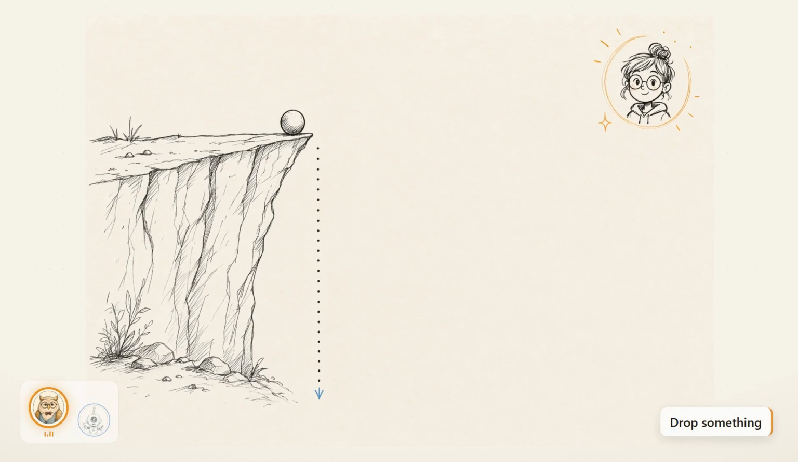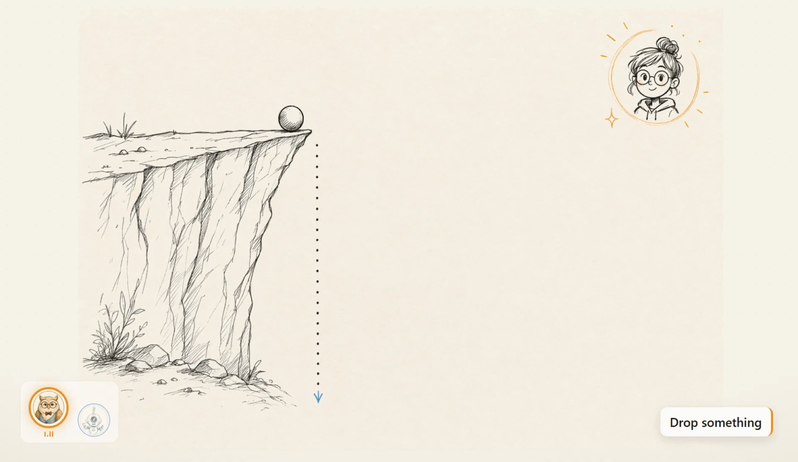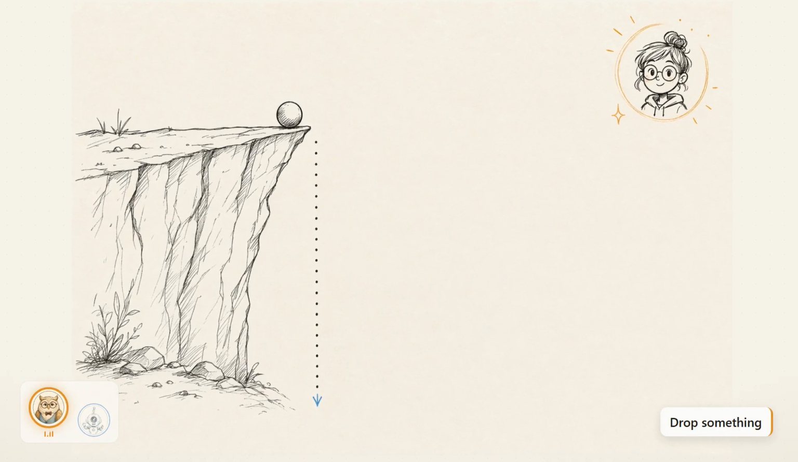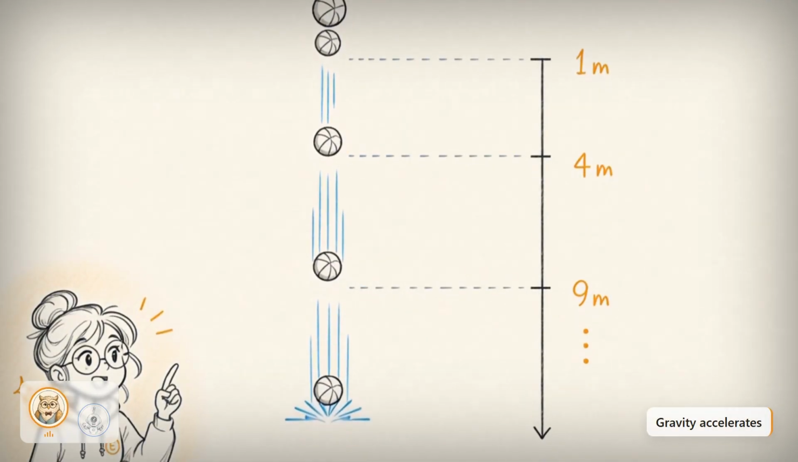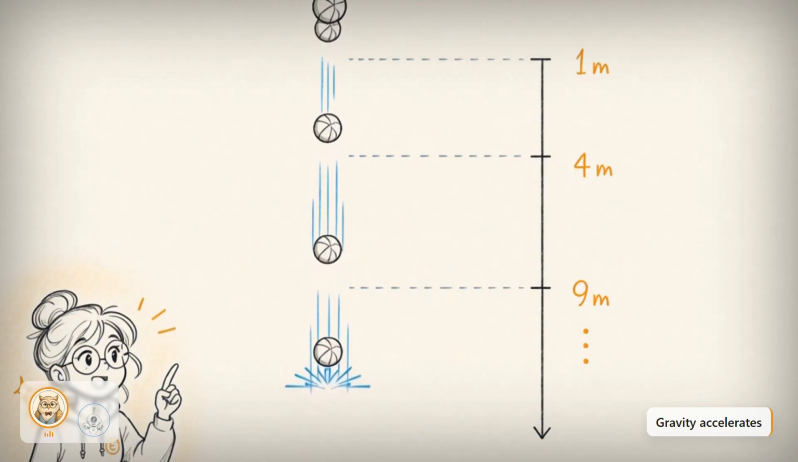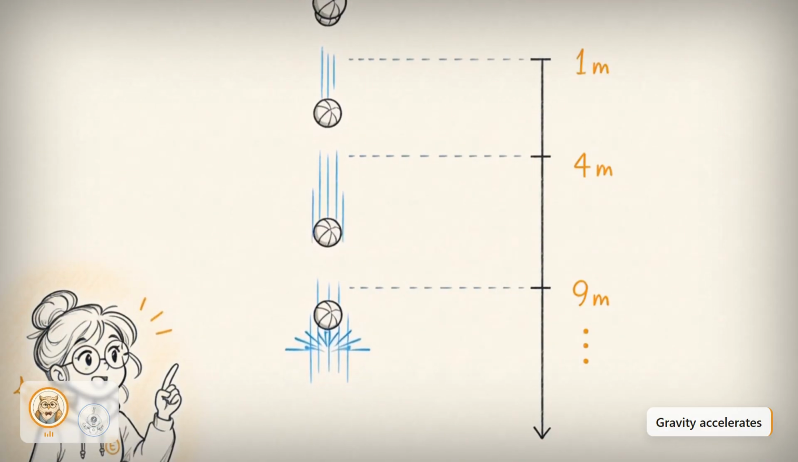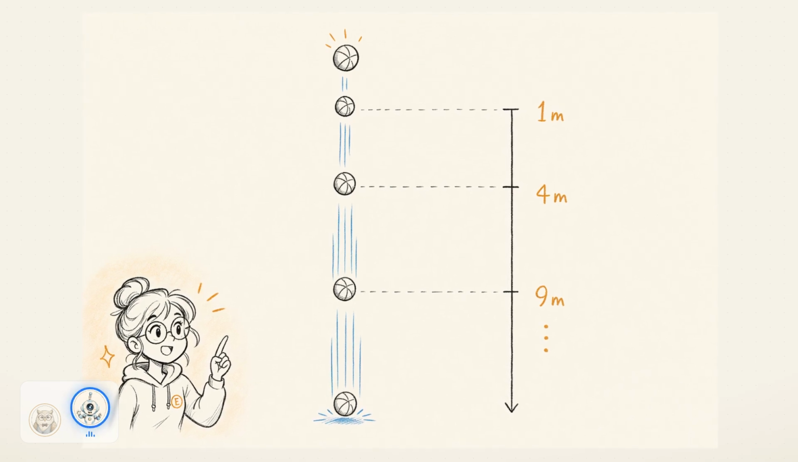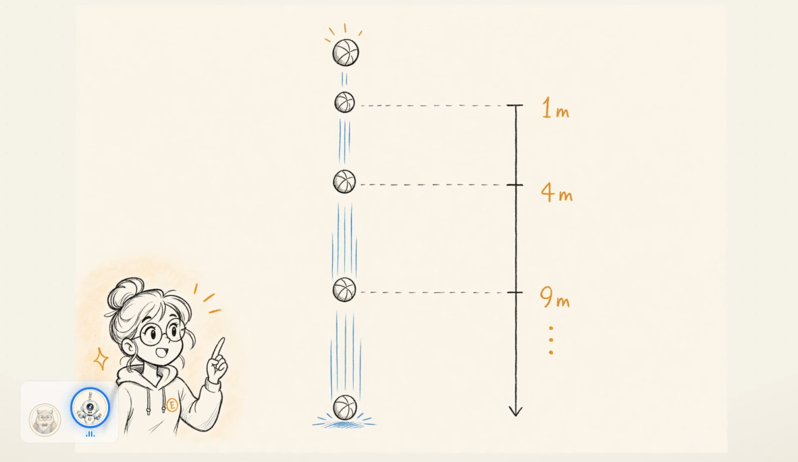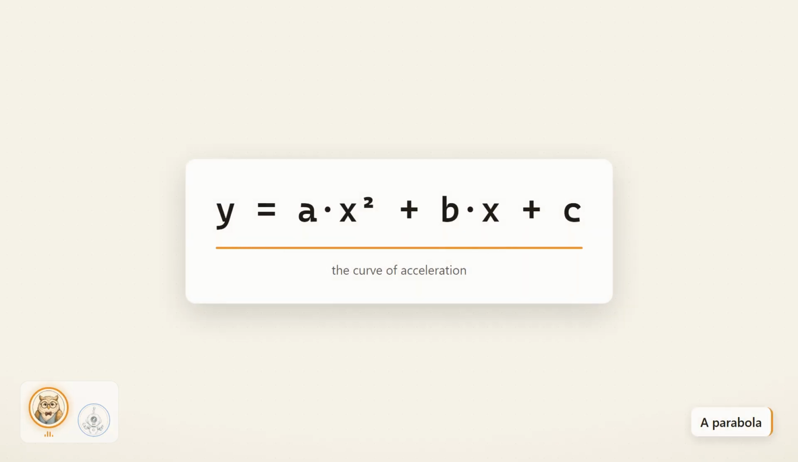So let's make it interesting. Stop walking and drop something off a high ledge. First second, it barely moves. Next second, gravity's had its coffee, it falls much farther. The speed itself is speeding up. So the change is changing. That's not a straight line anymore. Exactly. That's a quadratic. Y equals ax squared plus bx plus c. On a graph, it bends into a U-shaped curve. A parabola.